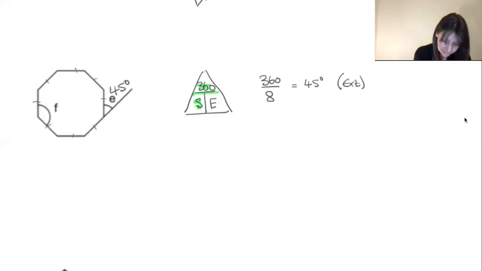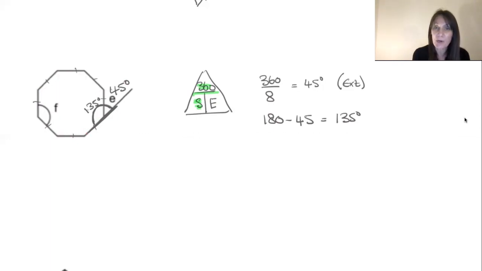I also know that the exterior makes a straight line with the interior. So 180 take away 45 is going to equal 135 degrees. That's 135 degrees because all the angles are equal in a regular polygon. So E is 45 degrees, F is 135 degrees.